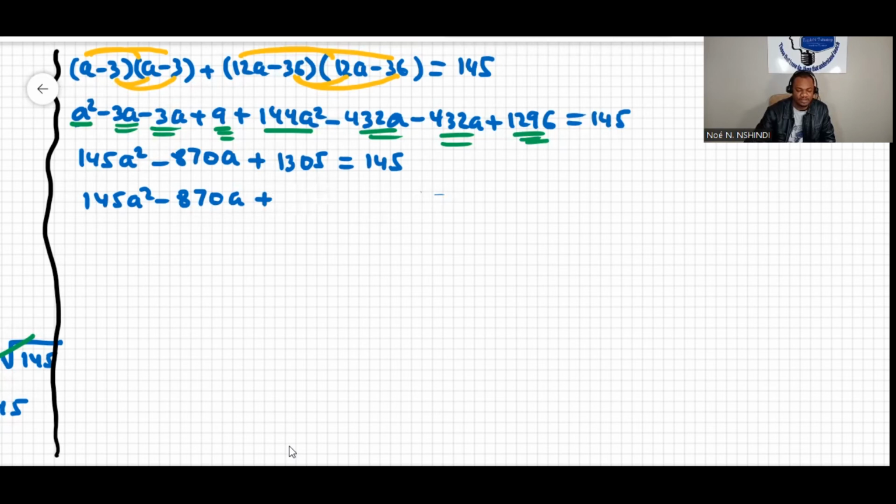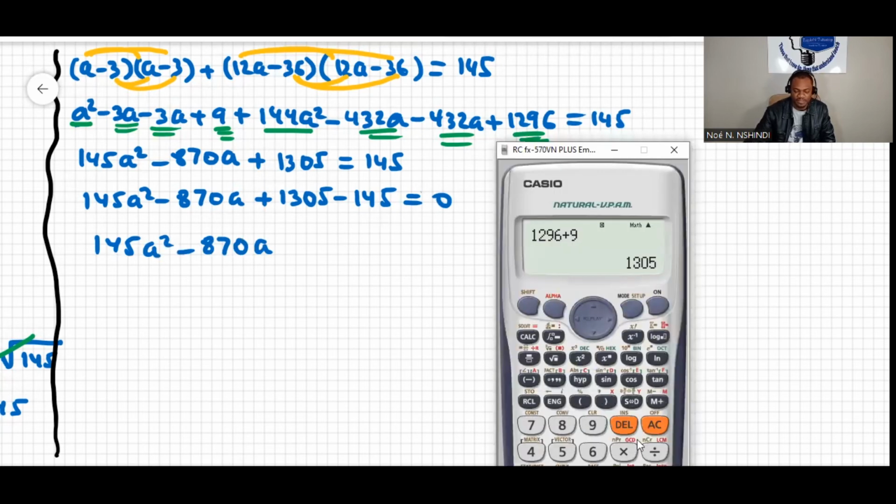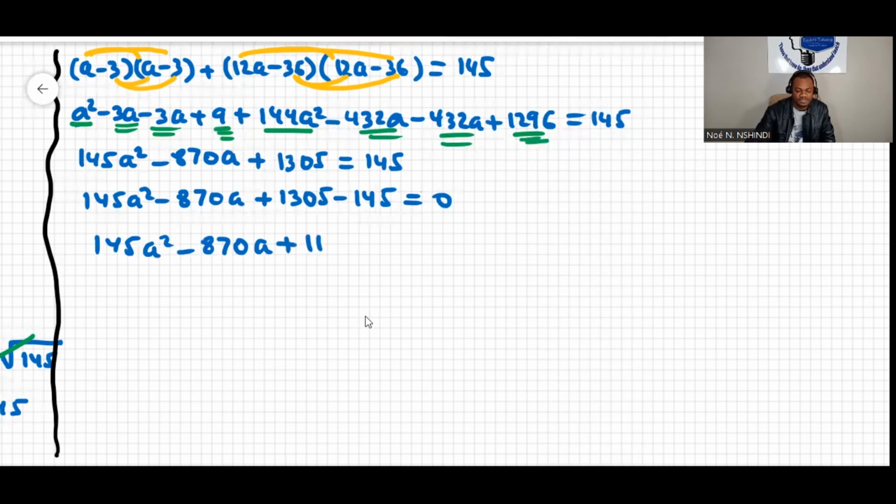So we have 1305 minus 145 equal to 0, and that makes 145a squared minus 870a, and then 1305 minus 145, this is 1160. So plus 1160. Okay, it's going to be a lot of work to factorize over here. So the easier way to solve this is to use the quadratic formula.